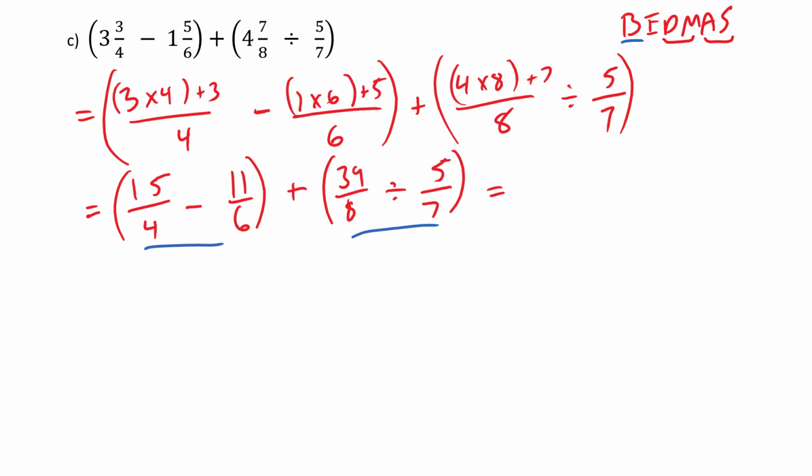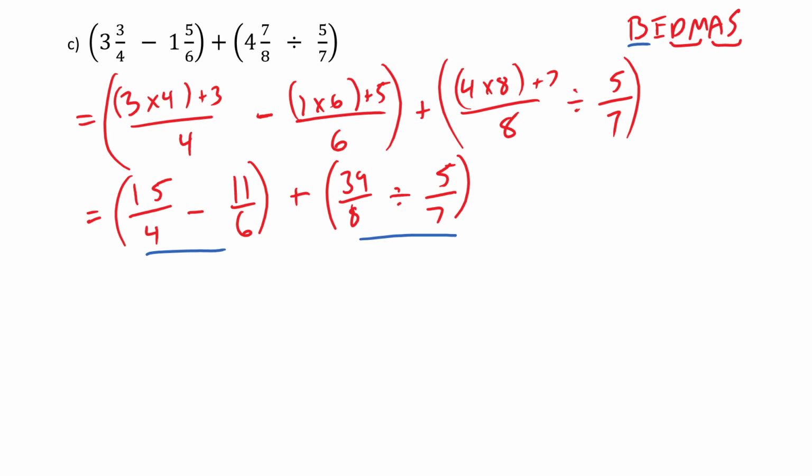To do the first one here, 4 and 6, we need to find a common denominator. The lowest common denominator between 4 and 6 is going to be 12. Multiply the bottom by 3 and the top by 3. Multiply the bottom by 2, multiply the top by 2. 45 over 12 minus 22 over 12. Common denominator. Now we add to that.